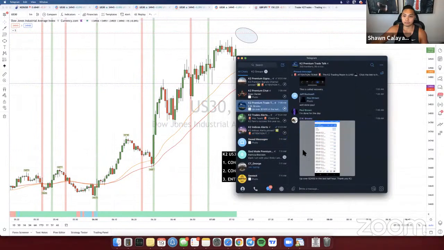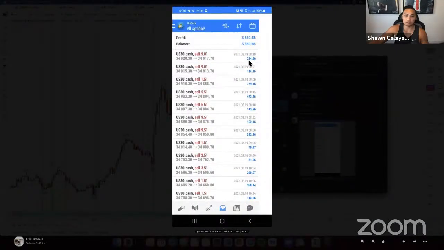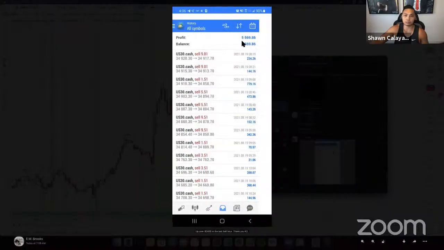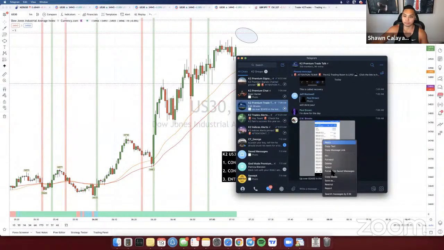So let's see, EW's up over 2,400 in the last half hour. Thank you, K2. Definitely great work, EW. So EW here took the sells. You guys can see people took trades in both directions, right? Paul took buys, EW took sells. She locked in a total of 5,569. Amazing work right there, EW.